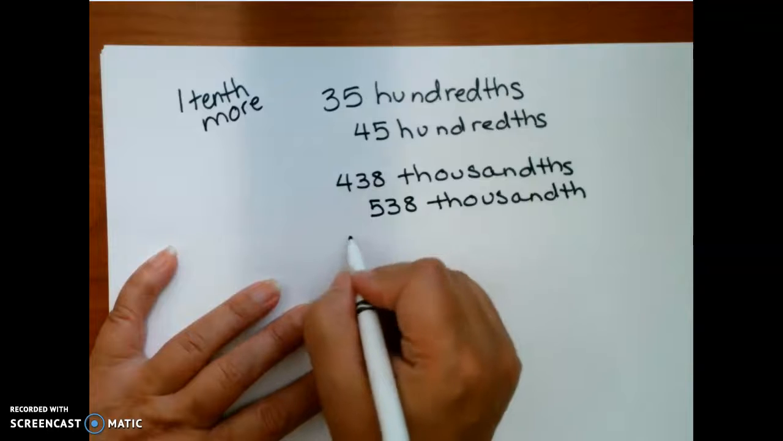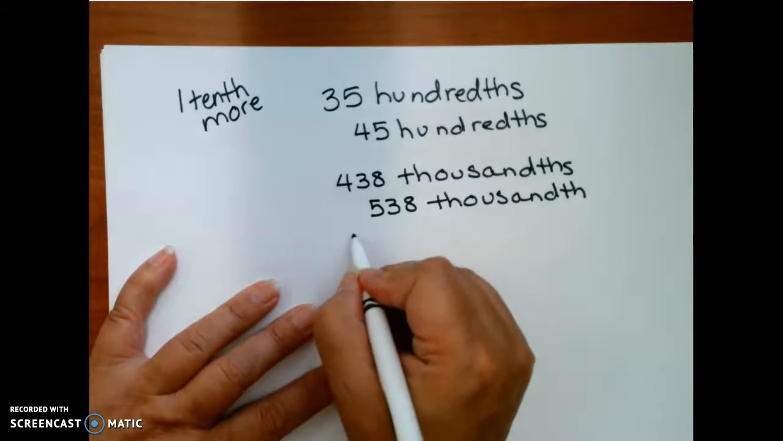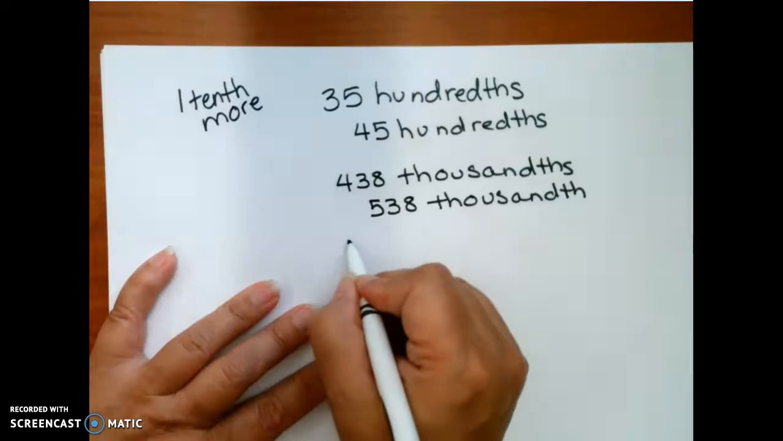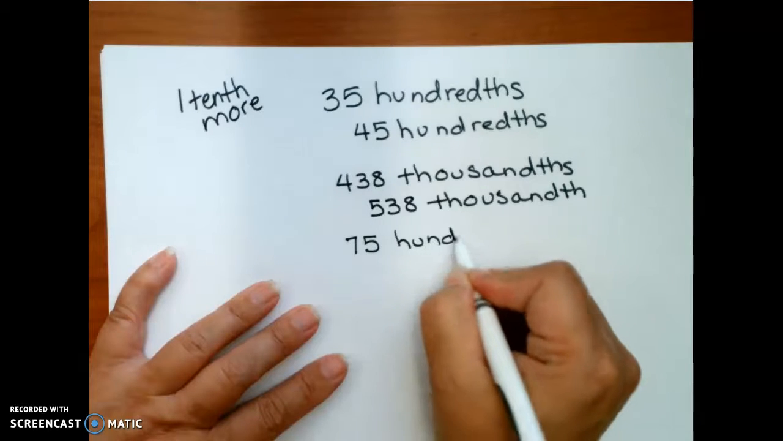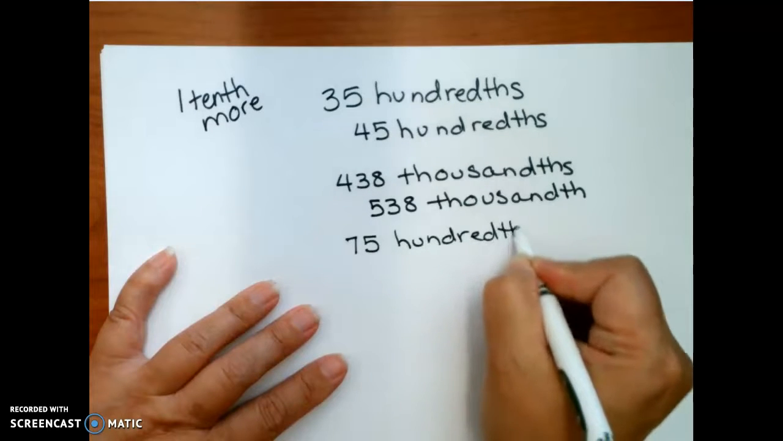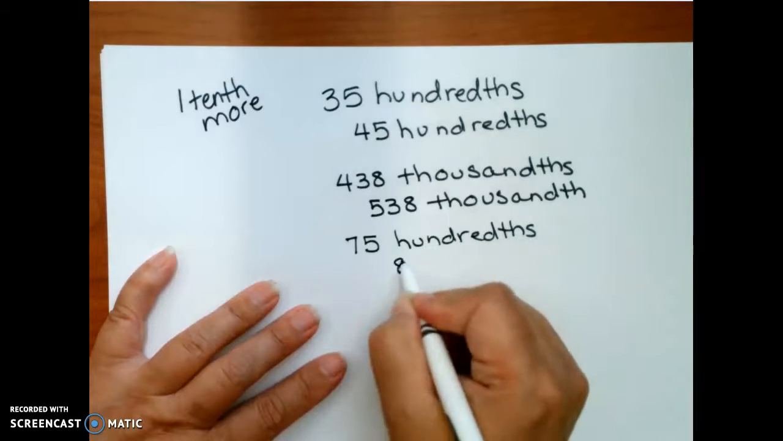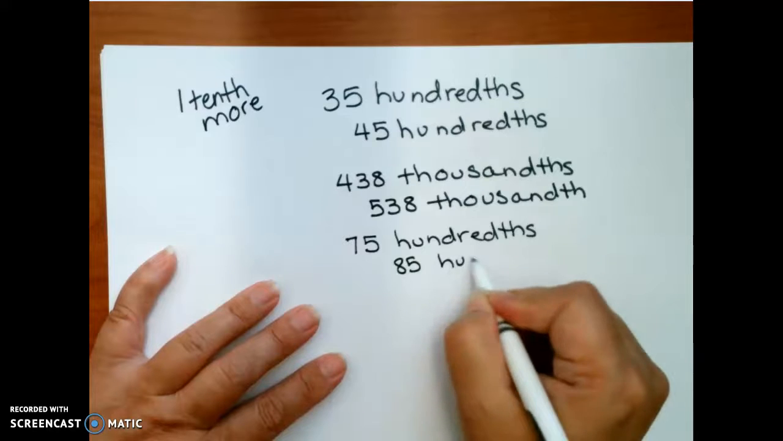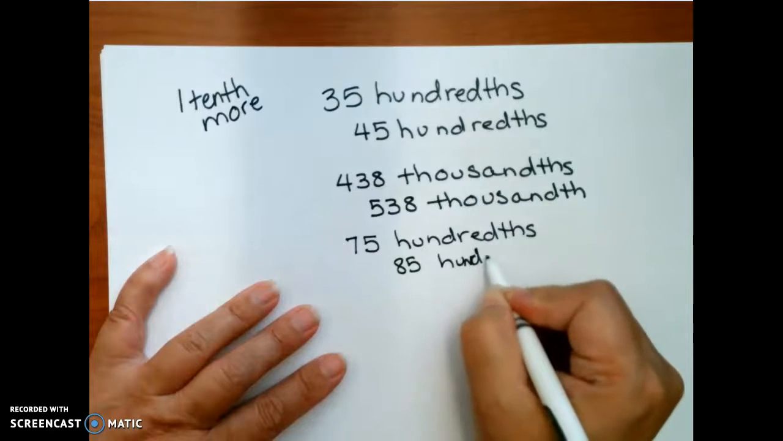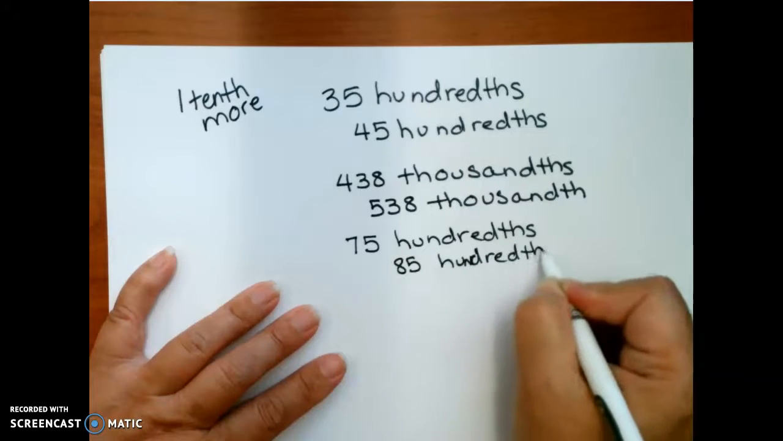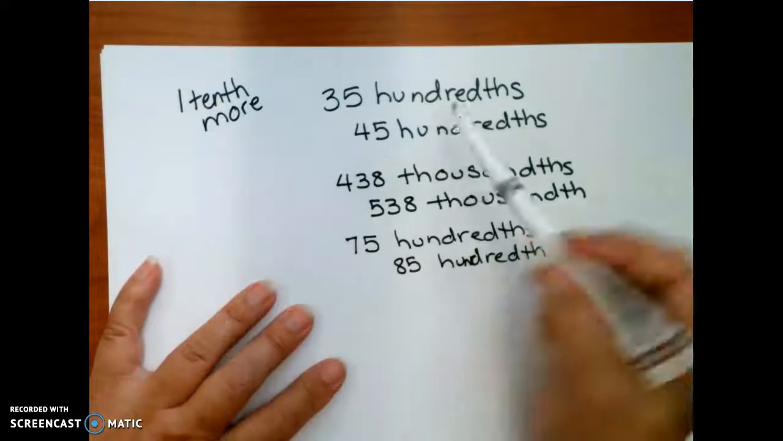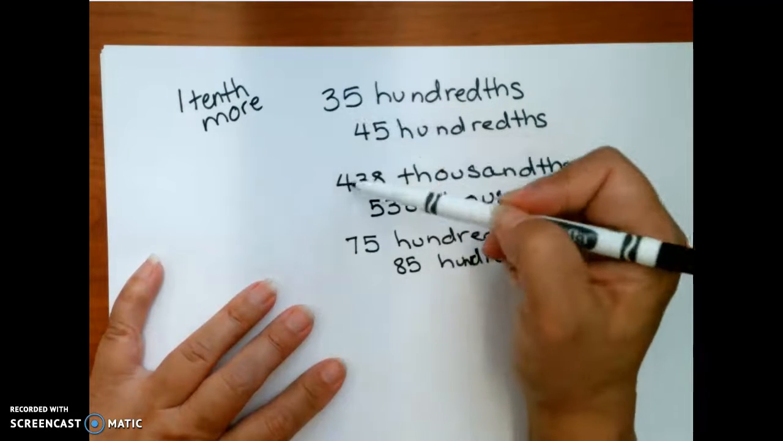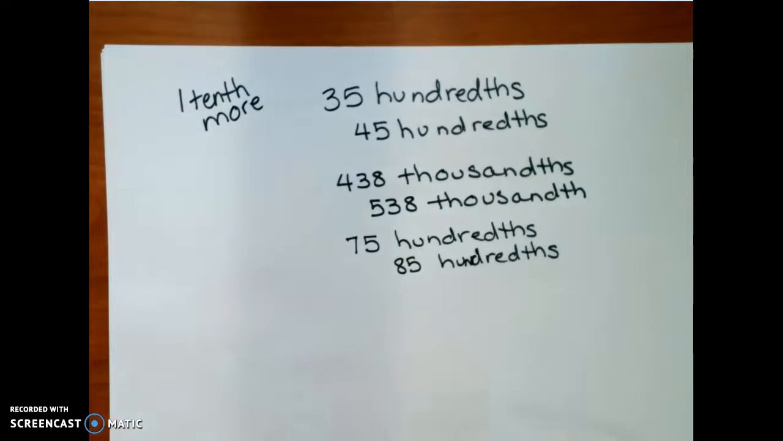What's 1/10 more than 75/100ths? 85/100ths. Okay, I hope you see the pattern. We're adding 1/10 more, so the first digit is the one that's going up by 1.